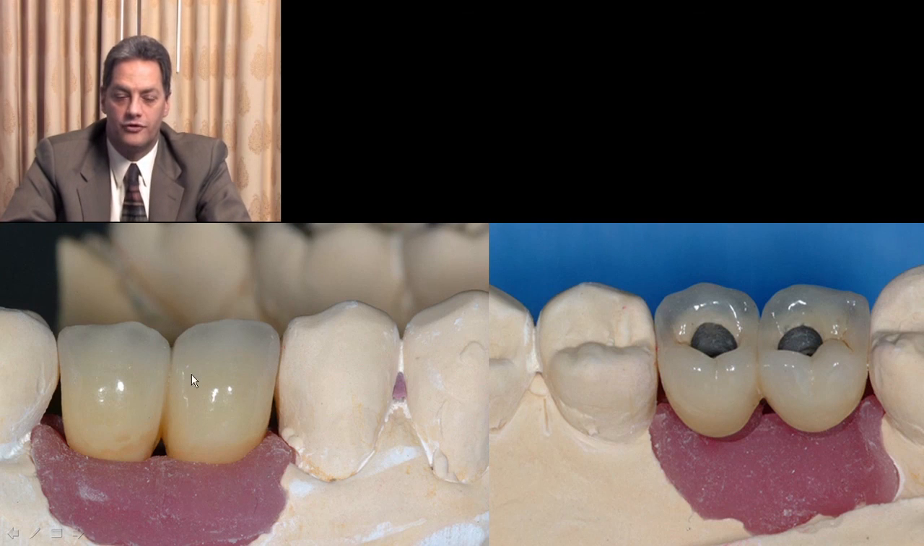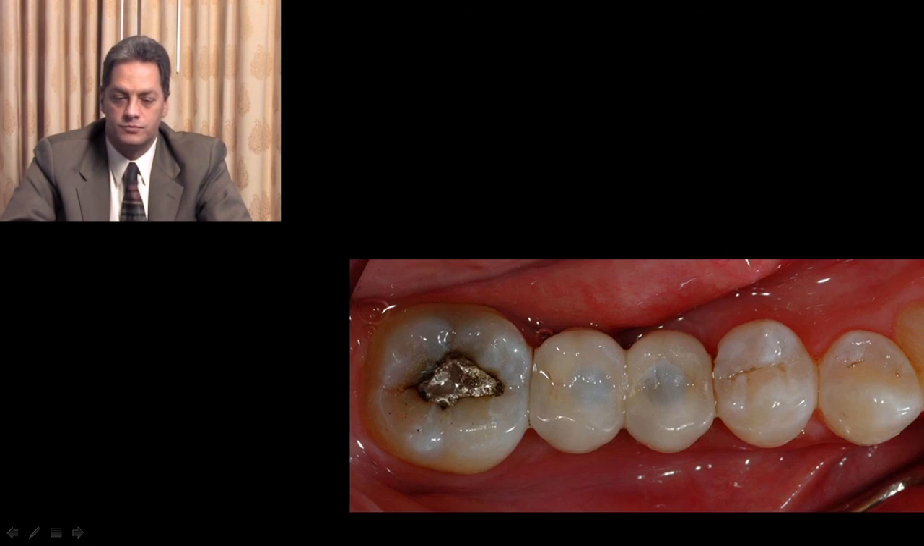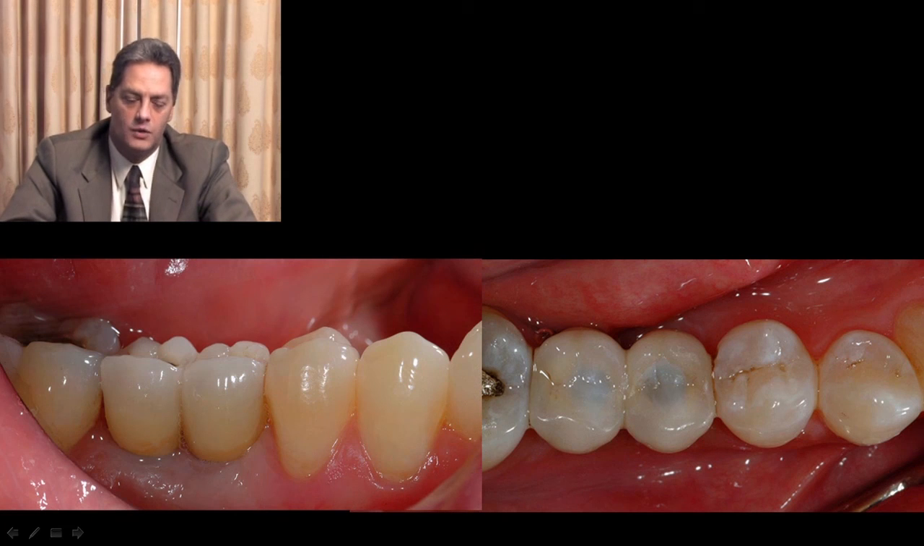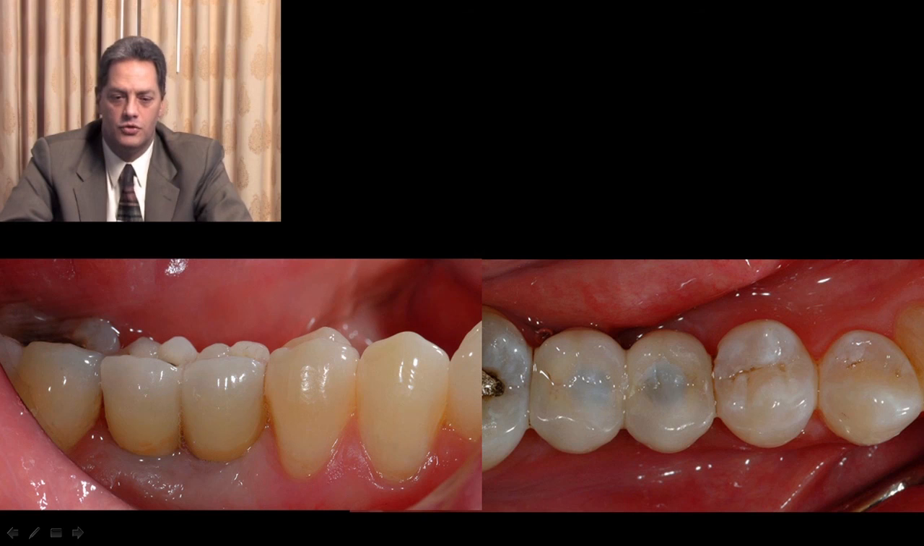Here we have the final restoration, and we need to create an embrasure, gingival embrasure, to allow the patient proper oral hygiene. When we're looking at the occlusal anatomy, we would like the occlusal table to be slightly narrower to prevent any undesirable lateral forces. And here we have a buccal view resembling two premolars versus one molar.